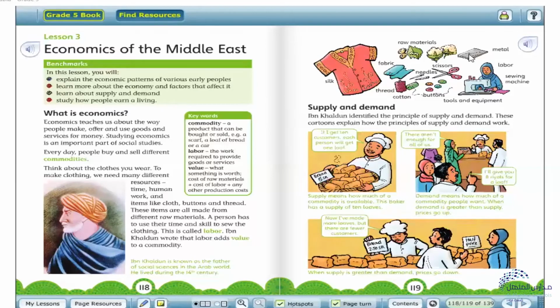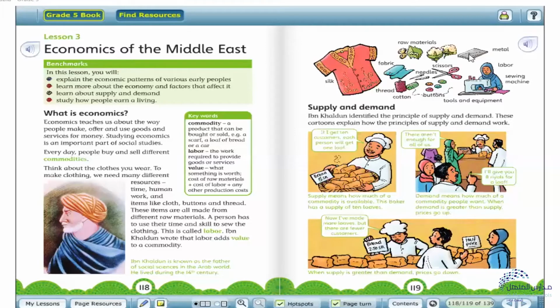Now, let me explain to you. Supply and demand is a very important one. You need to understand. If you look at the pictures, there are two things. The first, at the top, of the two pictures there, has a man carrying some bread. He says, if I get 10 customers, each person will get one loaf, a single loaf of bread, at 5 riyal. Then in the other picture, they say there is not enough for all of us. It means the bread is not enough for all of them. And the other one said, I will give you 8 riyal for a loaf.